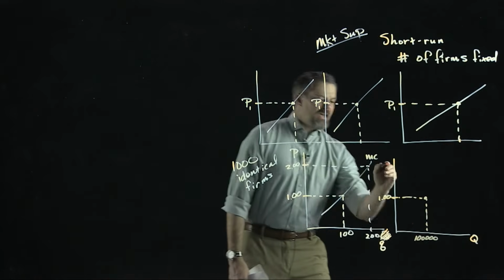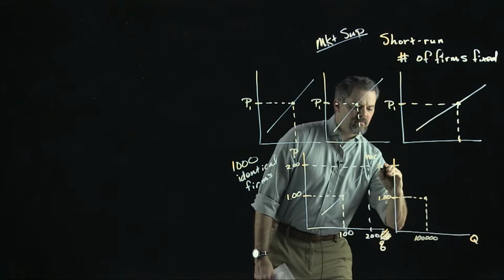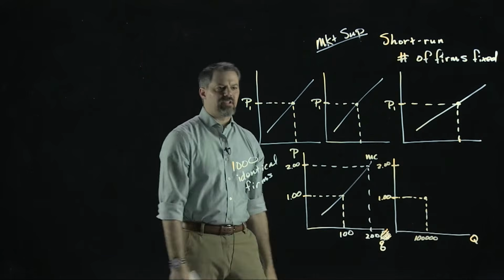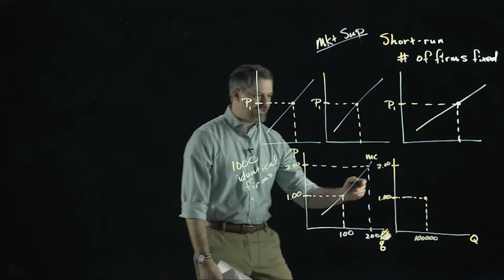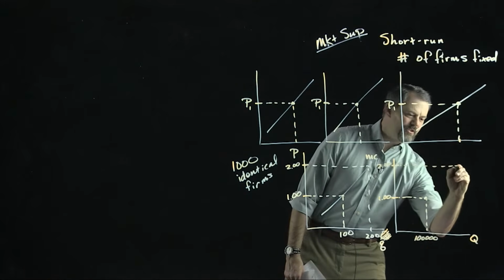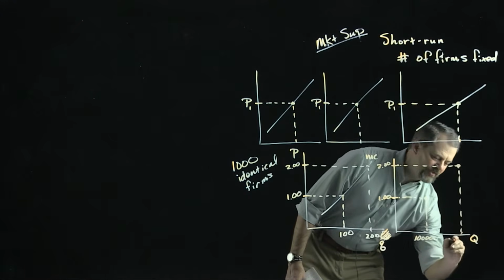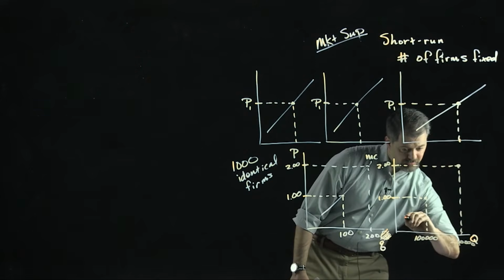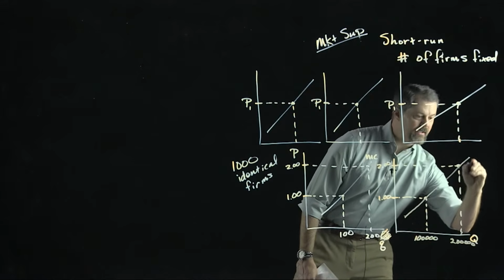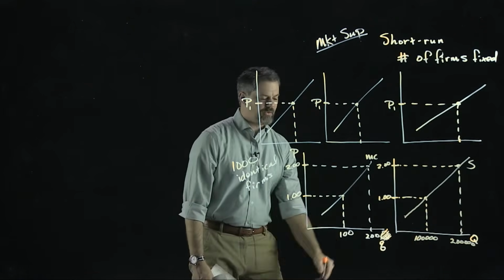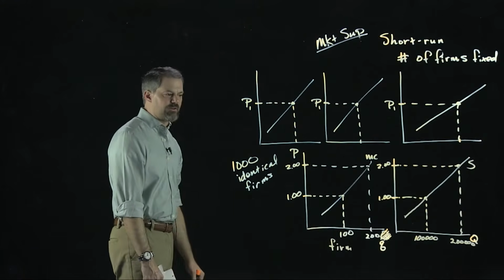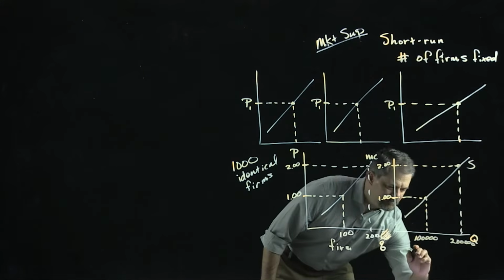We know that at a price of $2, if each firm is supplying 200 units and there are 1,000 firms, then the total quantity supplied would be 200,000. That gives us another point out here on our market supply curve. If we were to connect those, we would get the market supply curve. So this is our single firm, let's make sure we label that, and right here's our market.